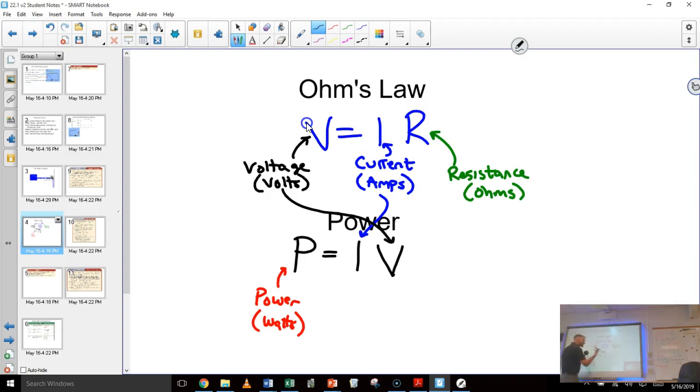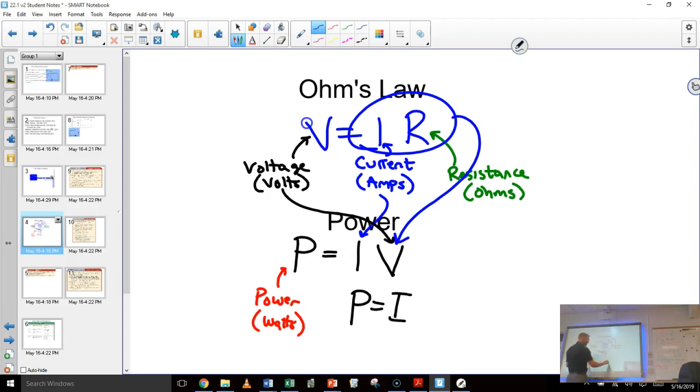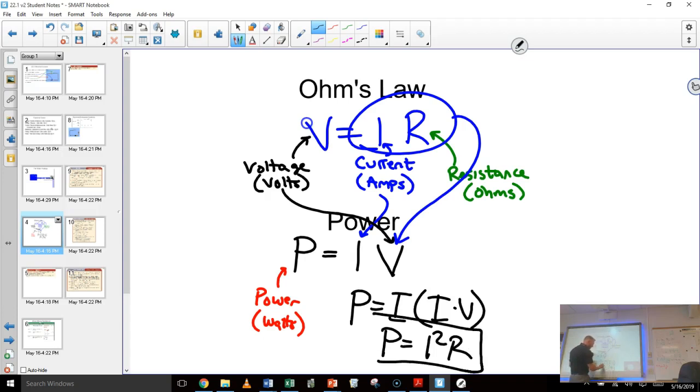Some people, you can actually combine these two equations. So you can use substitution, and you can take this I times R and put it in for V. So sometimes people will write this. Power is equal to the current times voltage. Or it's power is equal to I squared R.